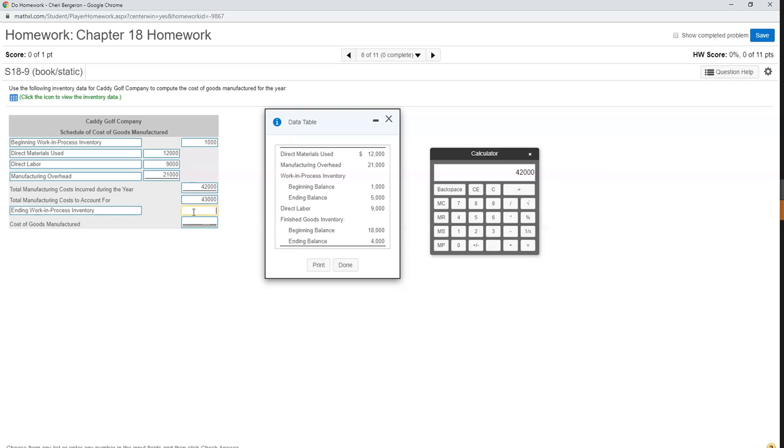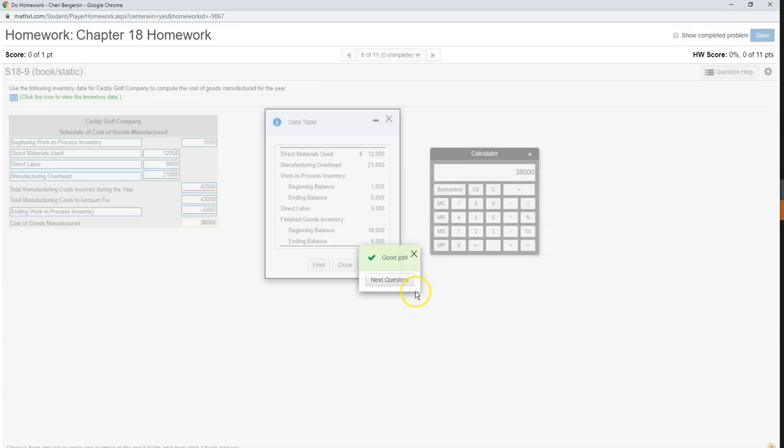And ending work in process is 5,000. Minus 5,000 because I'm subtracting it. So that would be 48,000. And I got that by saying 43,000 minus 5,000 is 38,000. All right, then I check my work, and that is it.